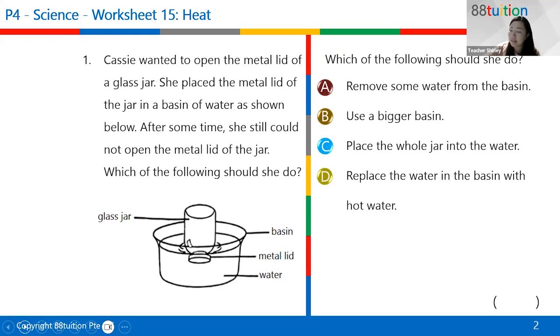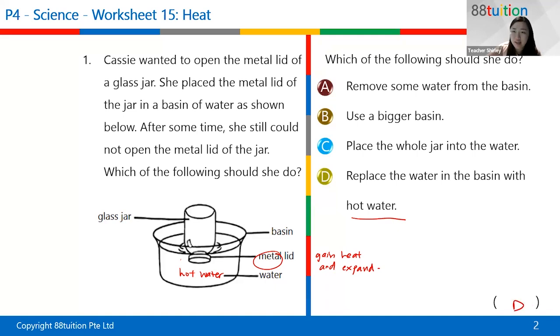Casey wanted to open the metal lid of the glass jar. She placed the metal lid of the jar in a basin of water. After some time, she still could not open the metal lid of the jar. What should she do? So of course, it is to put the whole jar into, replace the water with hot water, because when you put hot water, okay, if this is hot water, then what will happen is that the metal lid will gain heat and expand, right? So the moment it gains heat and expands, that's when it's easy for us to open a glass jar. So the answer is D.